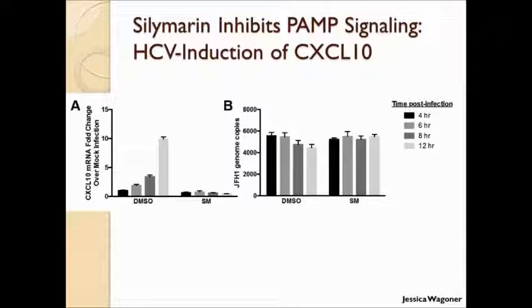In contrast, because we know that silymarin can inhibit HCV infection in vitro, Jessica did this important control where she measured the amount of viral RNA in the cells. You can see that both the DMSO and silymarin treated cells had equivalent levels of hepatitis C virus RNA, indicating that this is a true suppression of inflammation and not a result of suppressing virus replication.